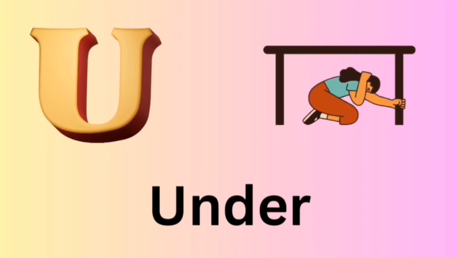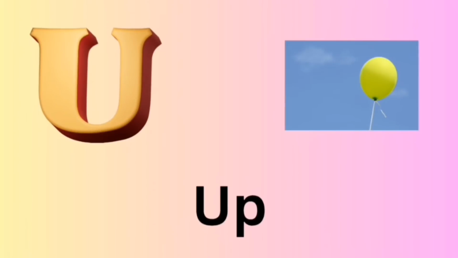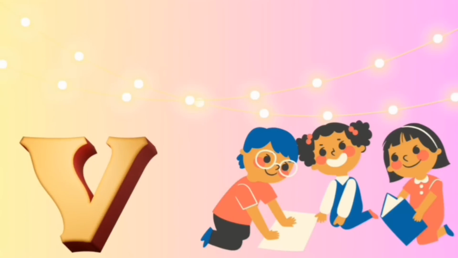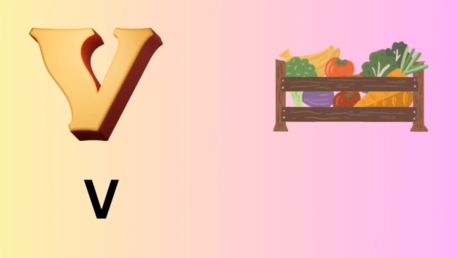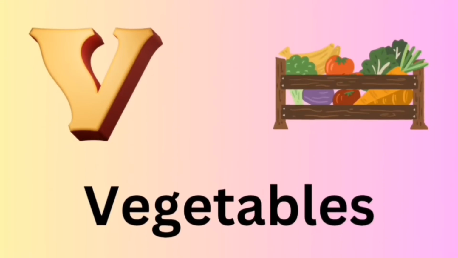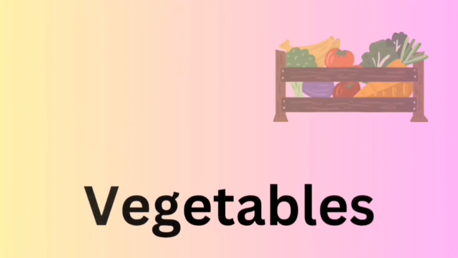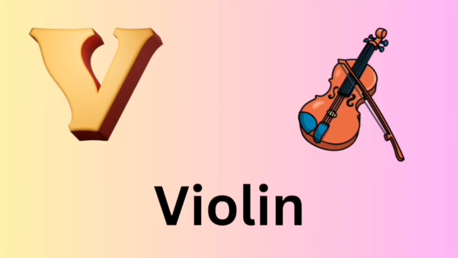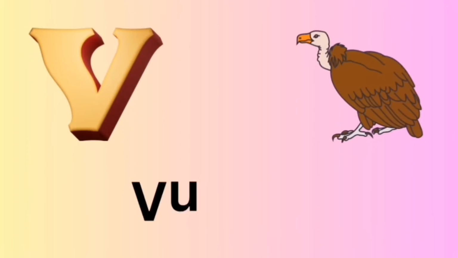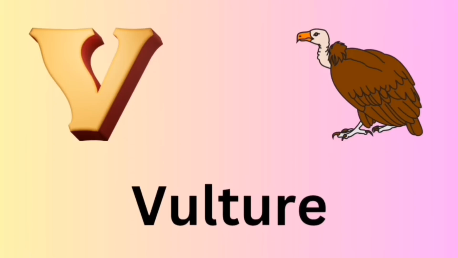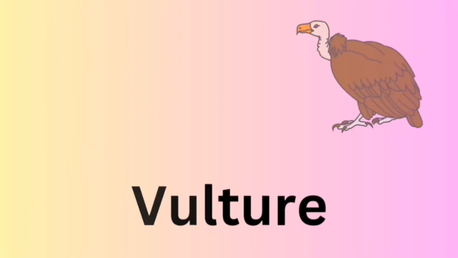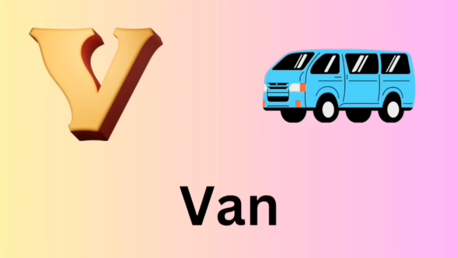U for under. U for up. V for vegetables. V for violin. V for vulture. V for van.